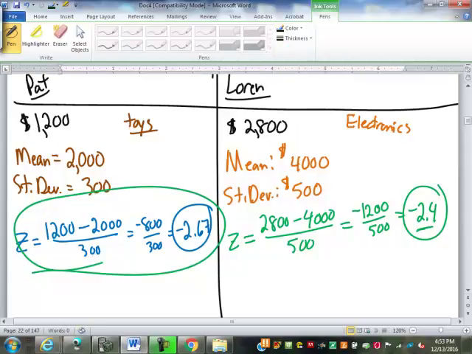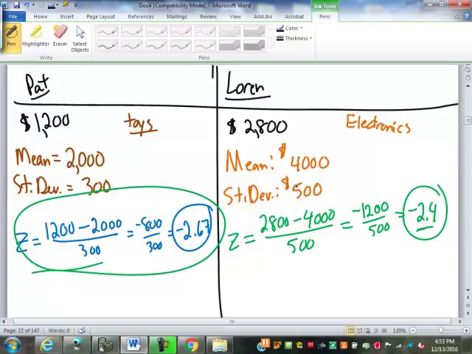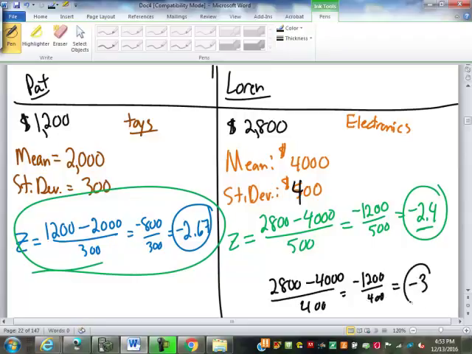Any questions? It won't always work out that the 1,200 is lower. Because let's say that this was a standard deviation of 400 instead of 500. Well, now 2,800 minus 4,000 is still going to be negative 1,200. But negative 1,200 divided by 400 would be a negative 3. So there, Lauren would have been worse.